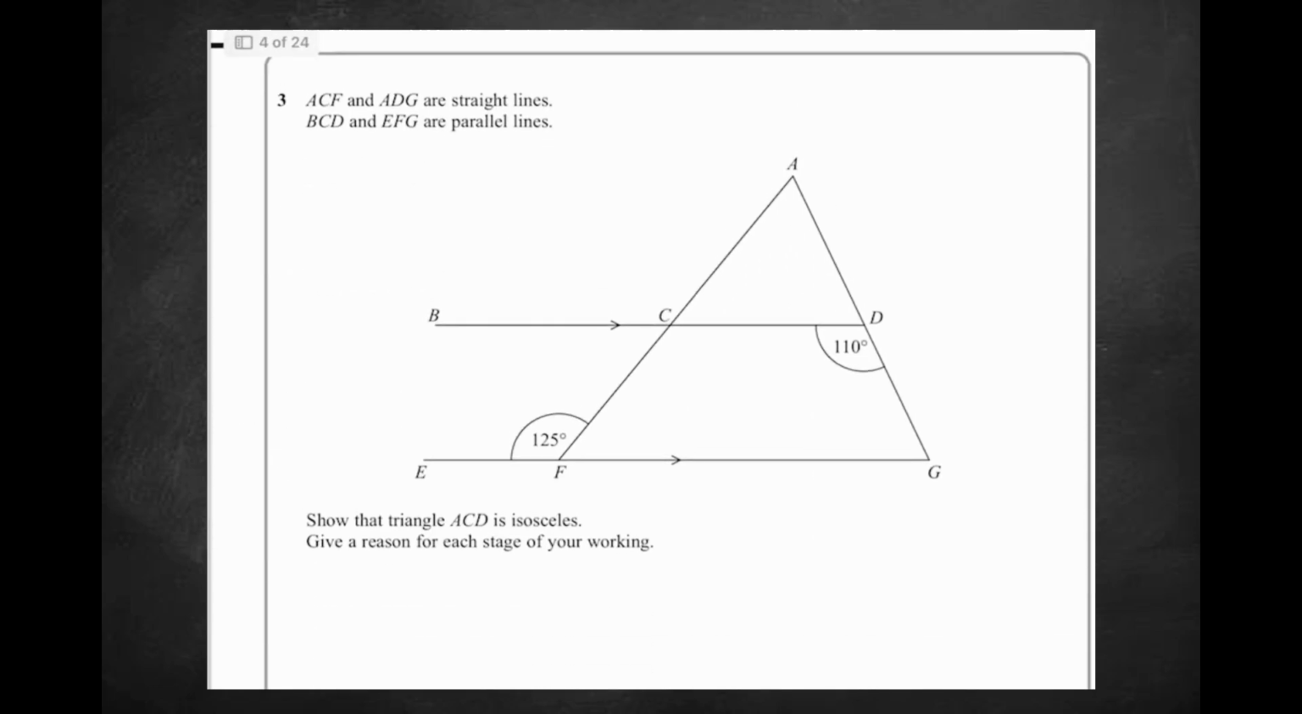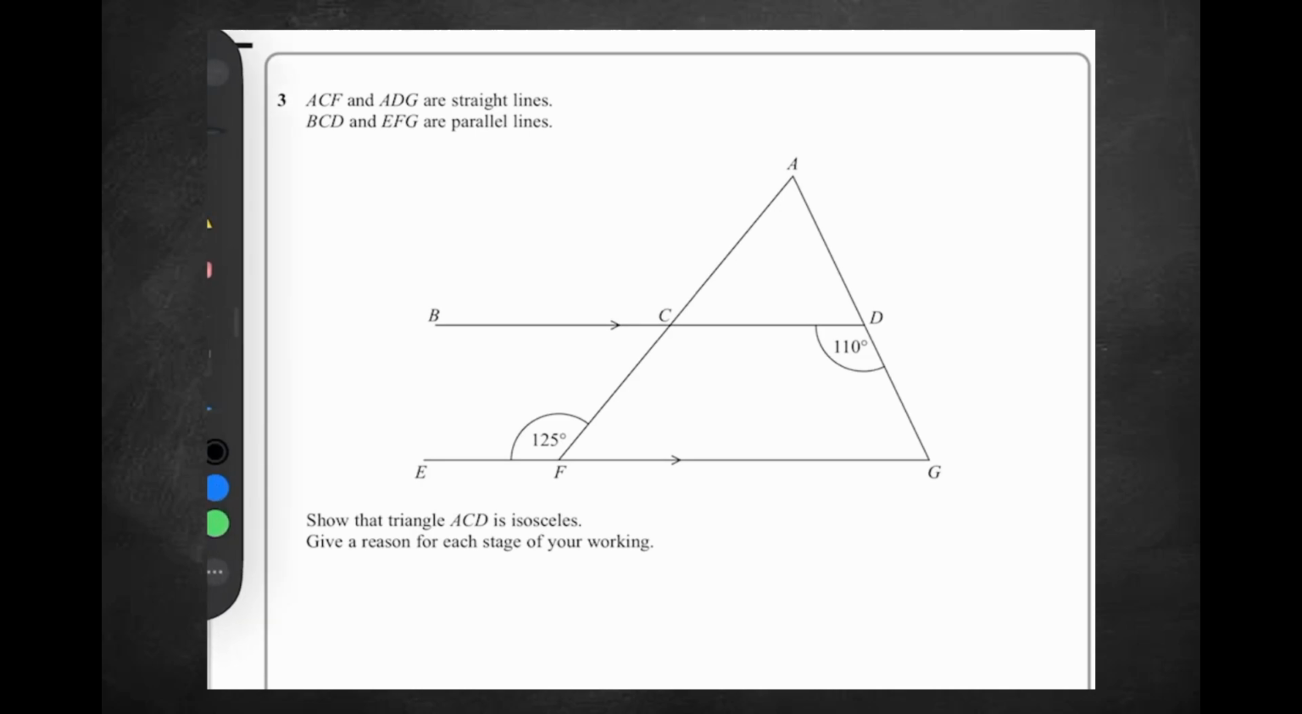Question number 3. ACF and ADG are straight lines. BCD and EFG are parallel lines. Show that ACD is isosceles. Give a reason for each stage of your working. So first thing I'm going to do is this angle here is 180 minus 125, as angles on a straight line add up to 180 degrees, so it's going to be 55 degrees.